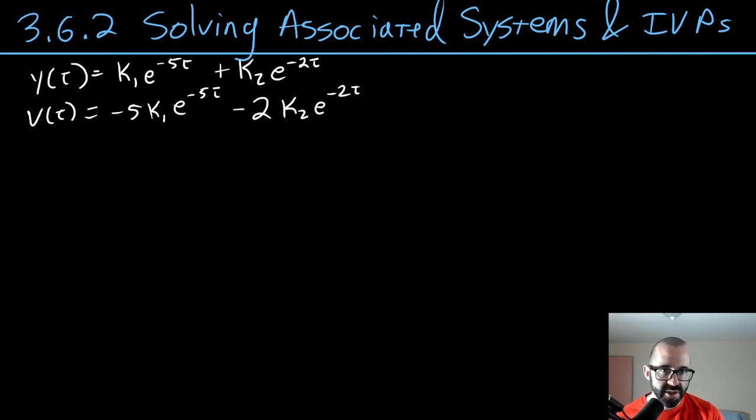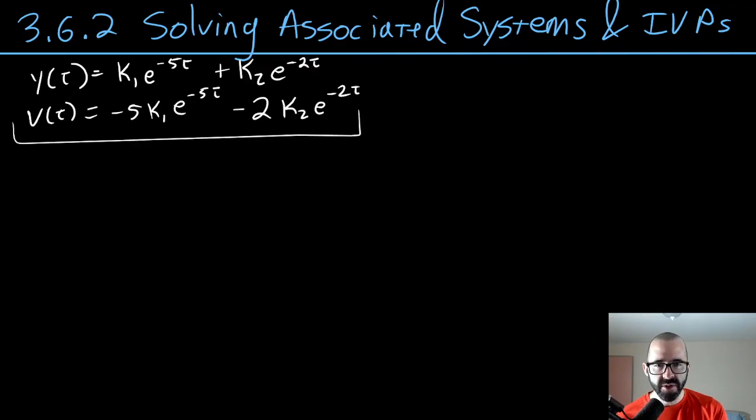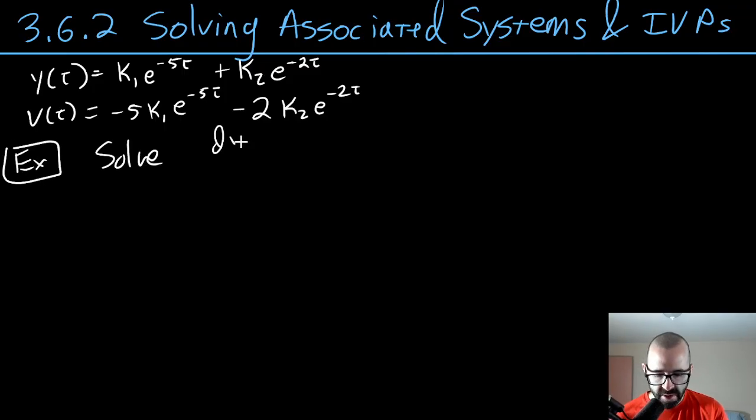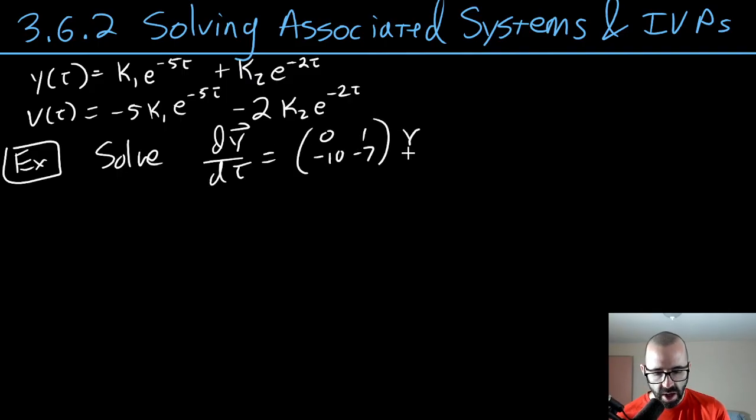Here we're going to solve the associated system and an initial value problem for the example problem, that damped harmonic oscillator that we did in the previous video. You don't need to write this down. I just copied this from our last video so I could reference it more easily in this video. So start with an example, and I want you to solve this system of differential equations. dy/dt is equal to [0, 1; -10, -7] times y.